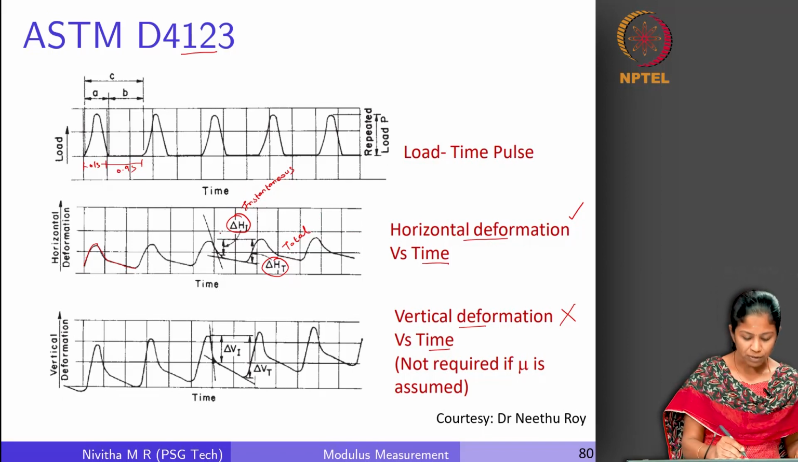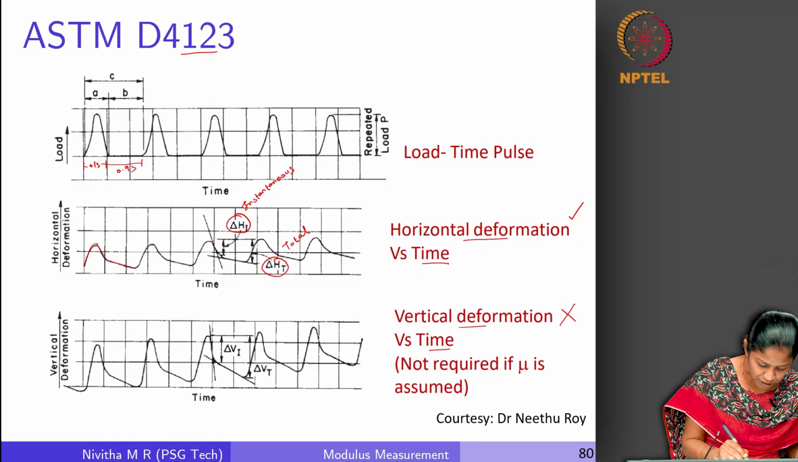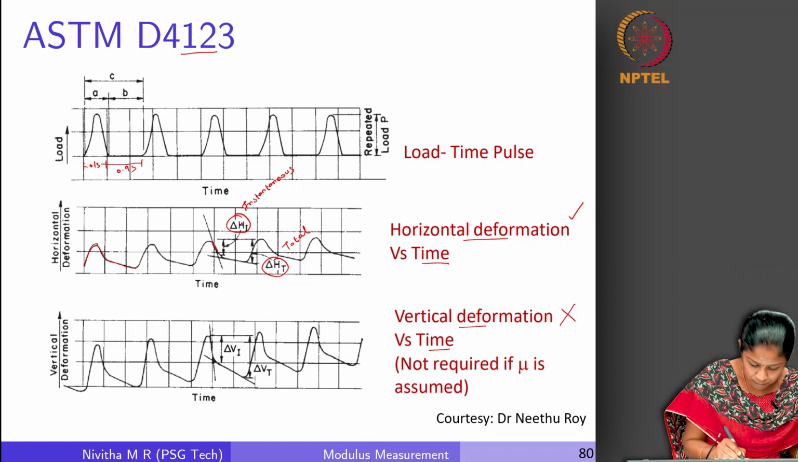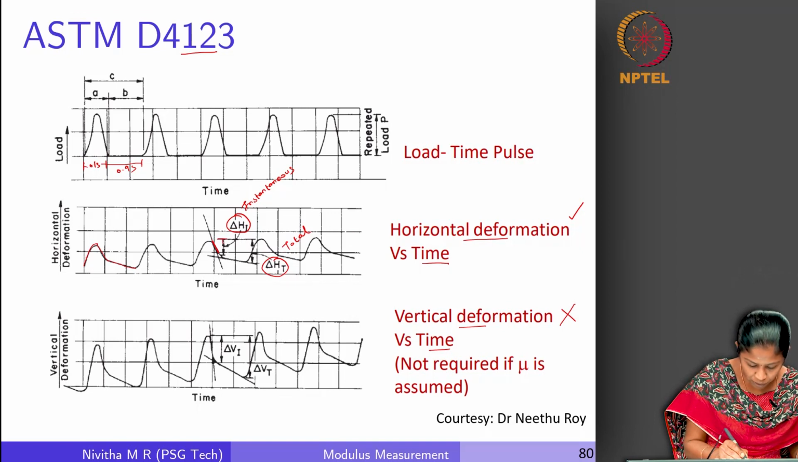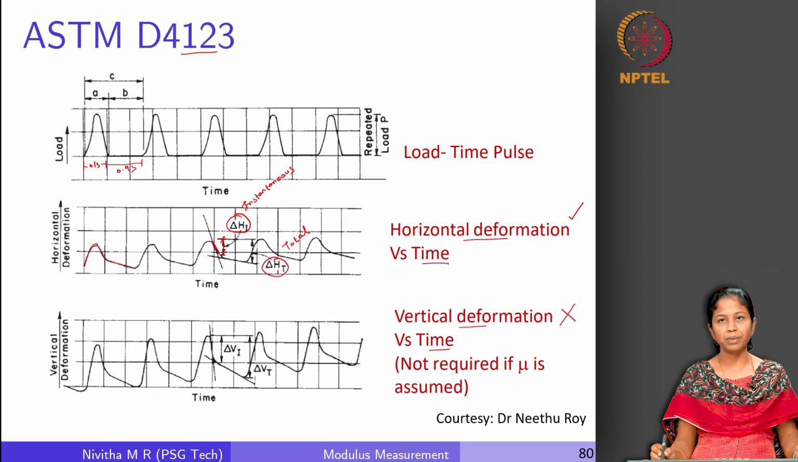So, how do we compute that? Once the load is removed, we take this initial portion of recovery, draw a tangent to it, that is our instantaneous deformation delta Hi. You can see from this picture there is a tangent drawn to this portion, and from the maximum load how much it is able to recover here, this is the instantaneous deformation.